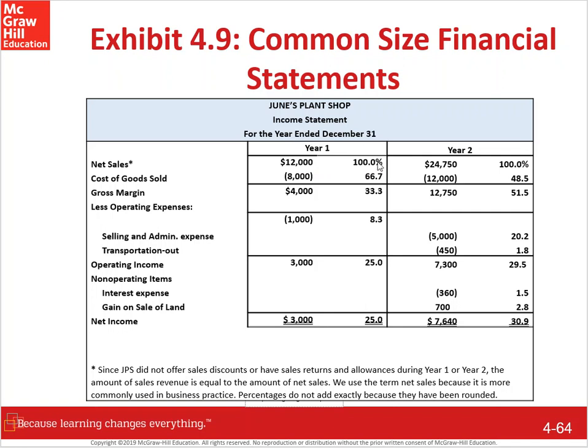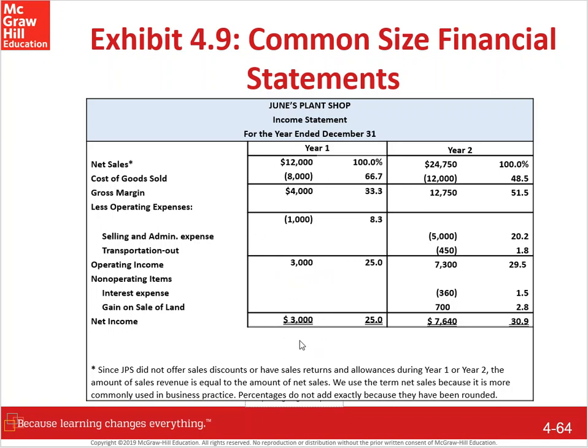So that's our top line, 100%. Everything else on the income statement is expressed as a percentage of that number. So our cost of goods sold, we take 8,000 divided by 12,000, which is 66.6667%. They rounded it. 4,000 divided by 12,000 is roughly 33.33%. 1,000 divided by 12,000 would be 8.25%. Again, they're rounding to the nearest tenth. So we keep going. We're dividing each number on the income statement by the top line that is net sales.